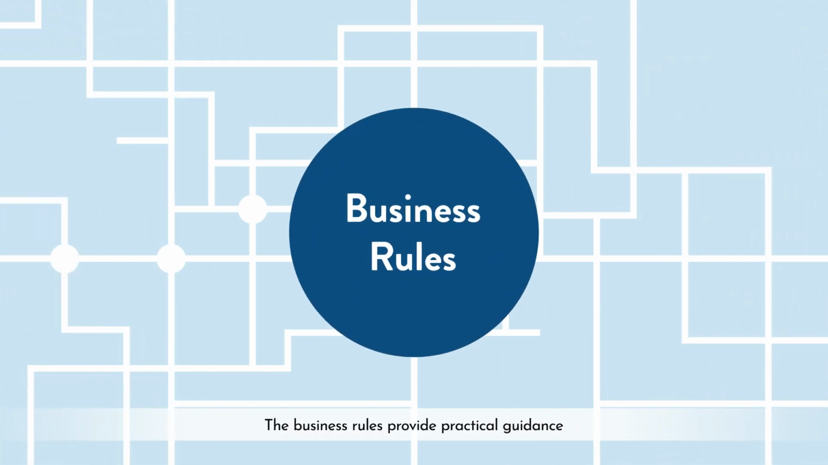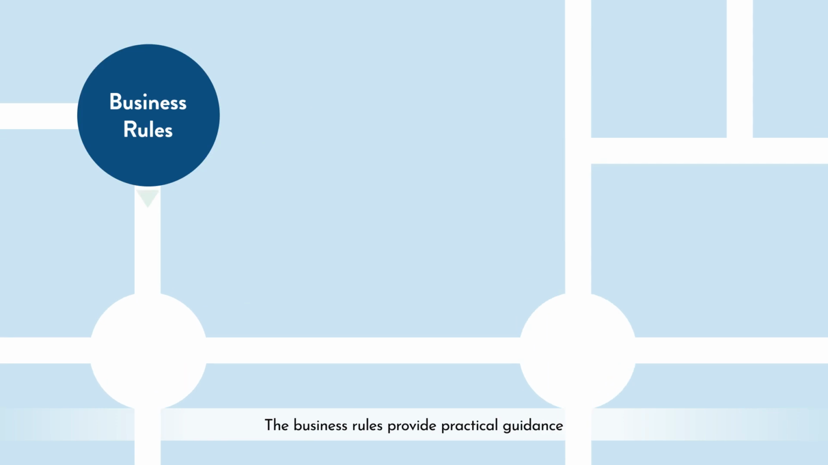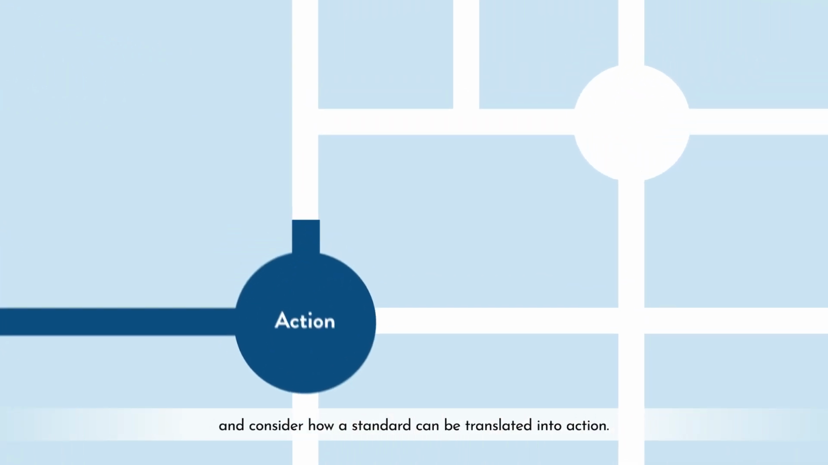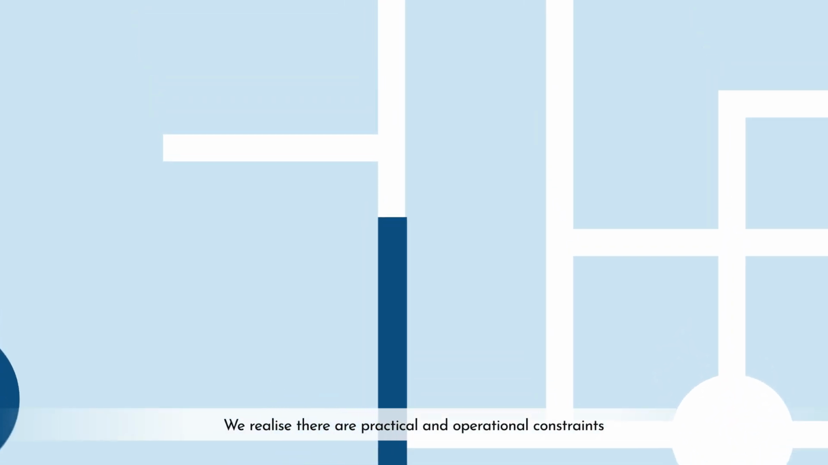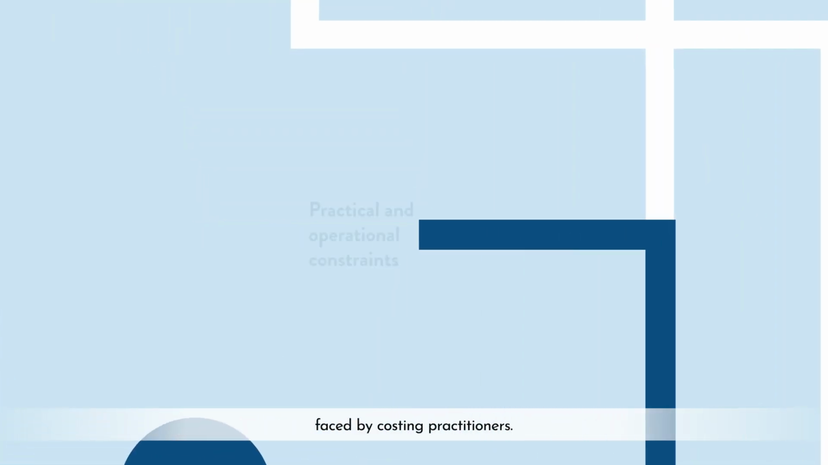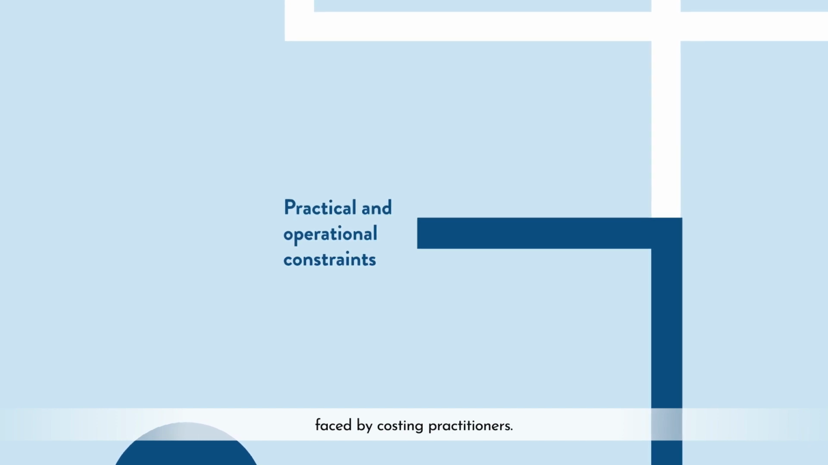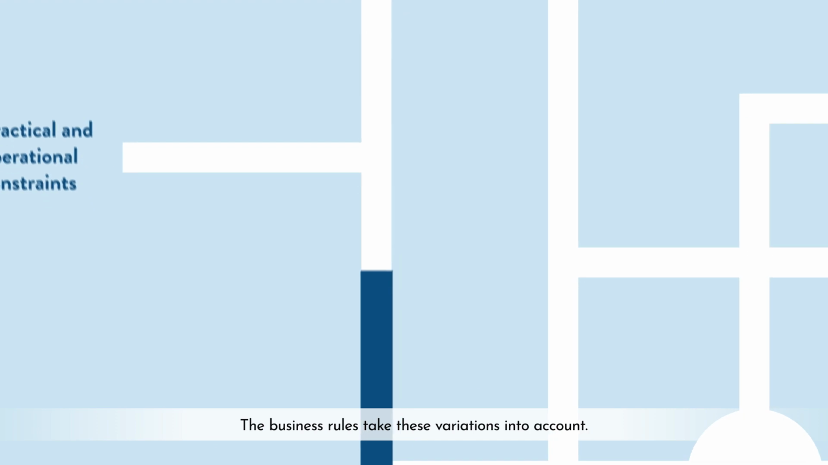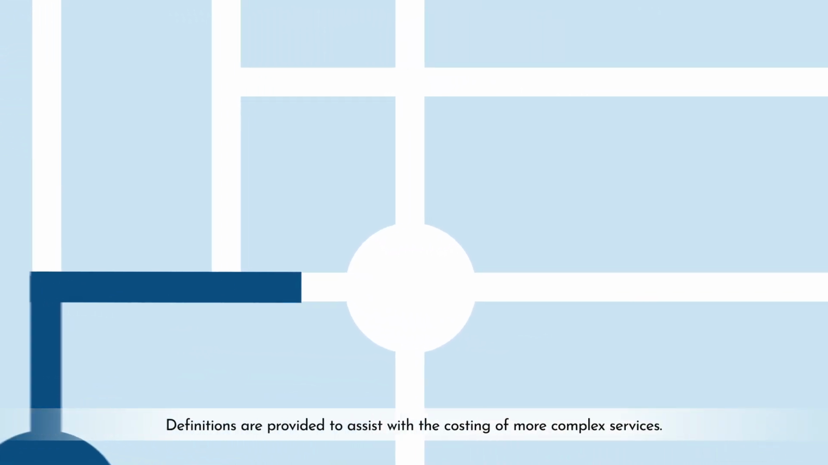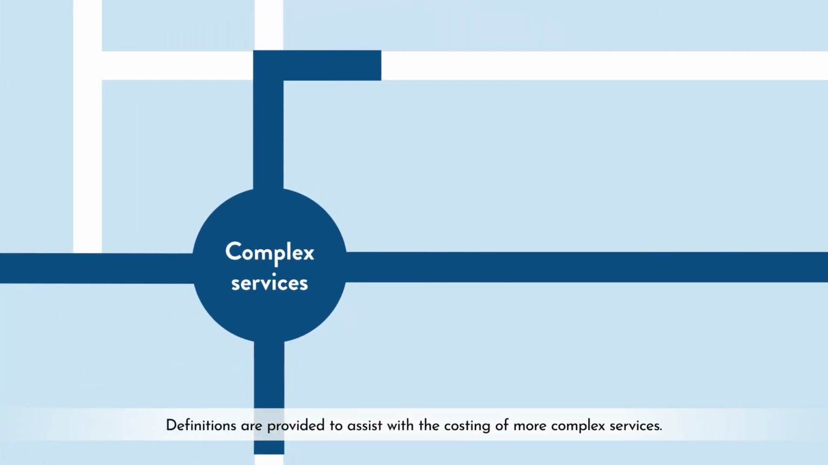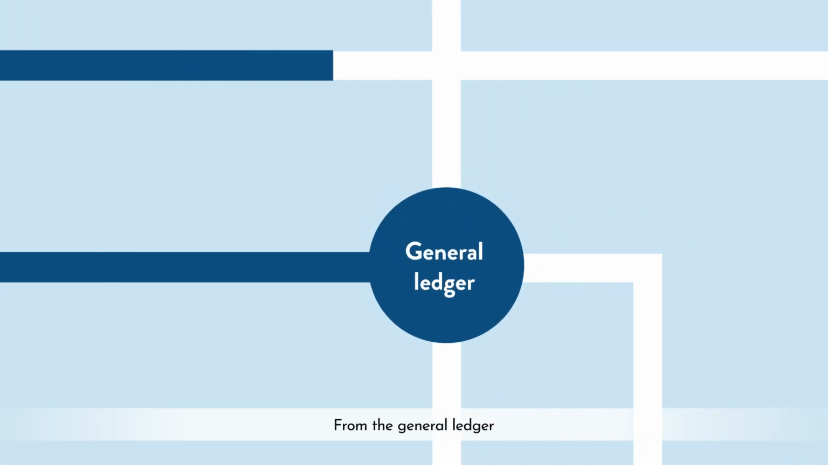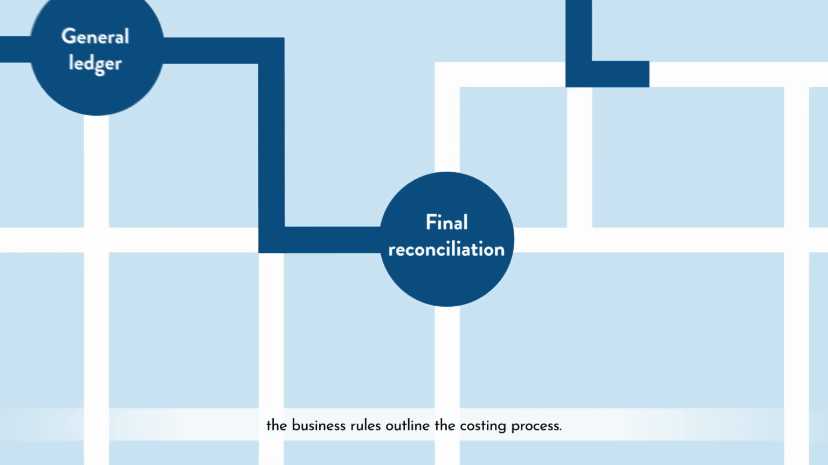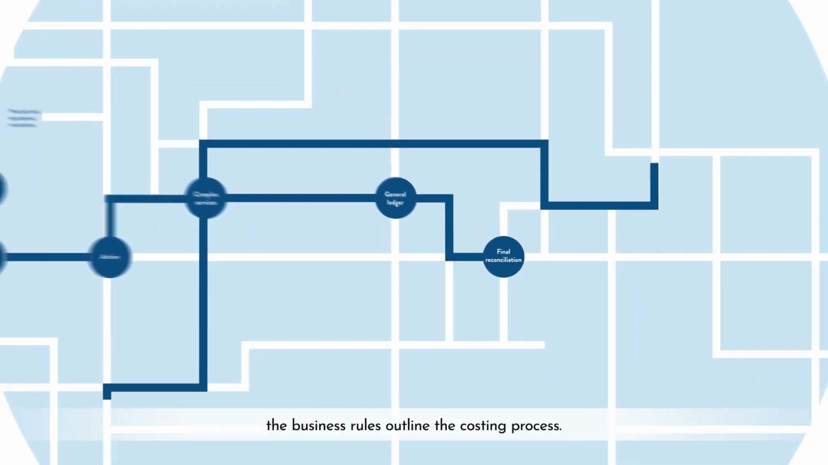The business rules provide practical guidance and consider how a standard can be translated into action. We realise there are practical and operational constraints faced by costing practitioners. The business rules take these variations into account. Definitions are provided to assist with the costing of more complex services. From the general ledger to the final reconciliation, the business rules outline the costing process.